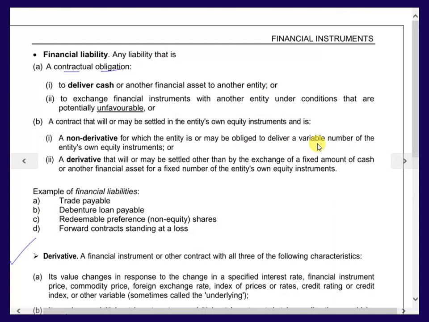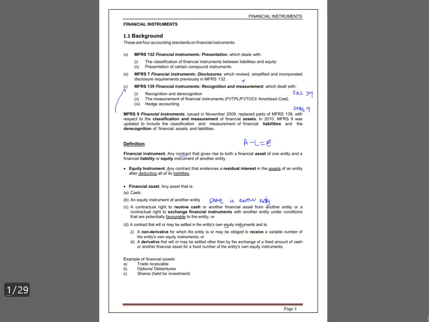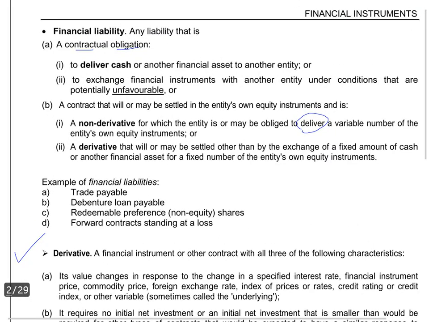And then you have B, also related to derivative. The difference is one is obliged to deliver. This one is you maybe are obliged to receive, obligation to receive. That's why it's an asset. Whereas this one is a deliver. Again, you can skip this. For derivative, non-derivative, we do not touch.